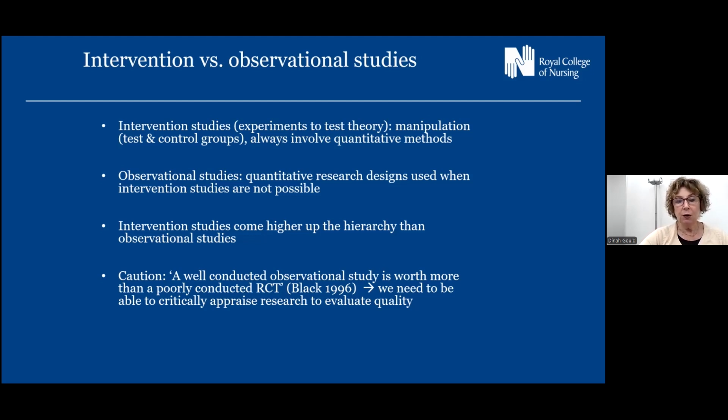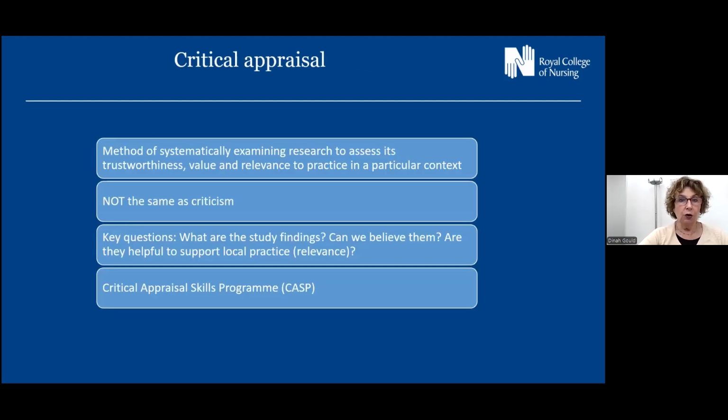And that is why we need to be able to critically appraise research. A lot of people get critical appraisal wrong. They think that critical appraisal is criticizing something and pulling it to pieces. Now, critical appraisal isn't that. Critical appraisal is the method of systematically examining research to assess its trustworthiness, whether we can believe it or not, its value, and its relevance to practice in a particular context. So you may look at a piece of research, and it may be a very fine piece of research, and maybe it's been very well executed, but it applies to care of the elderly. And you work on a neonatal unit, and you can't apply it where you work at all.